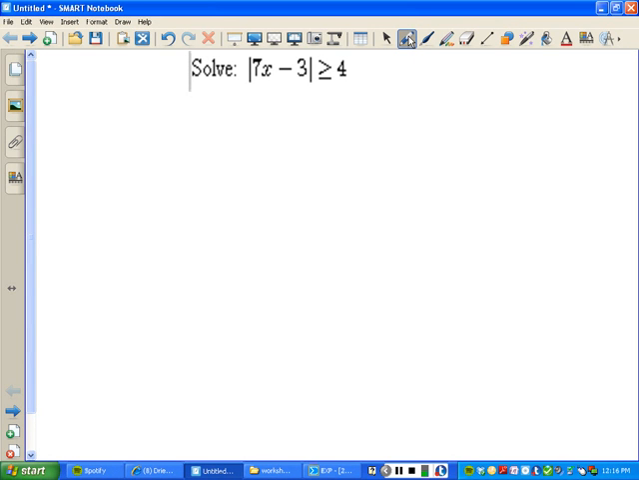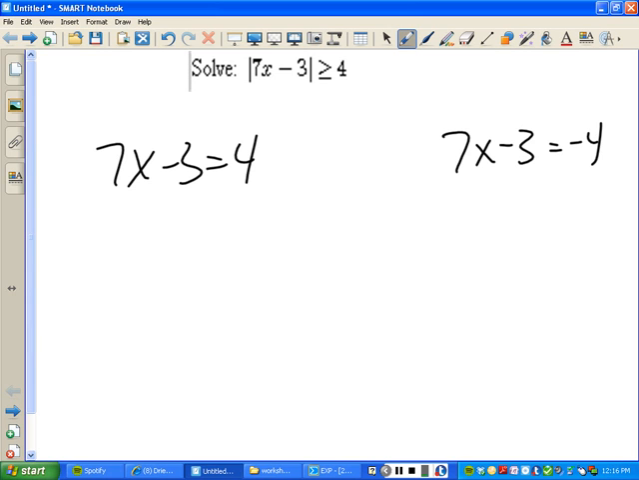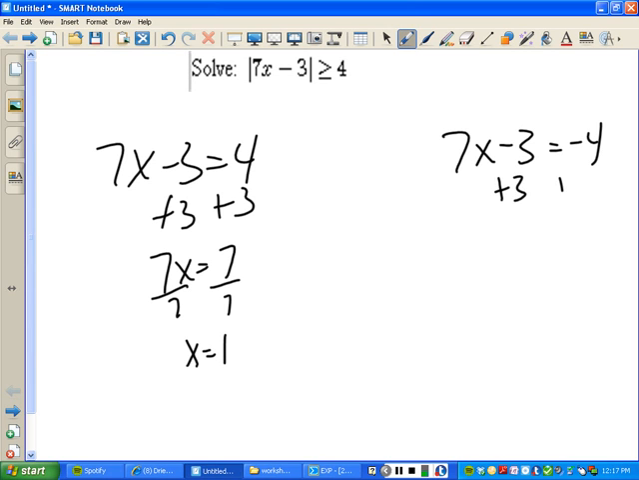So the first thing you're going to want to do is convert this from a greater than or equal to an equal to. So call it 7x minus 3 is equal to 4, and 7x minus 3 is equal to negative 4. Solving both of those independently. Add 3, add 3. 7x is equal to 7. Divide by 7, divide by 7. X is equal to 1. Add 3, add 3. 7x is equal to negative 1. Divide by 7, divide by 7. X is equal to negative 1/7. Okay? That's the start of how you're going to do it.